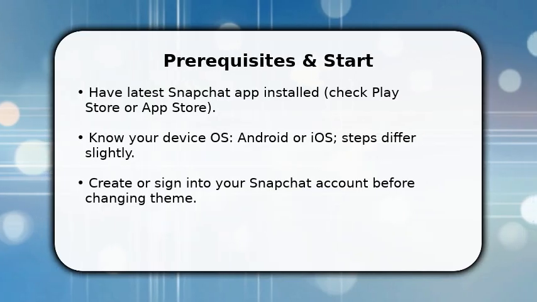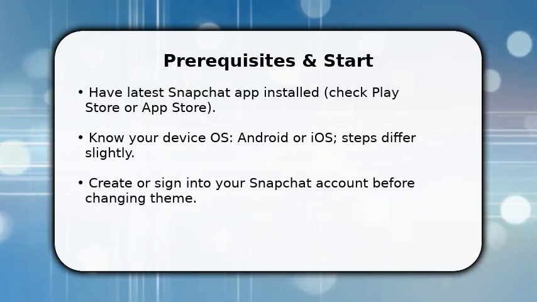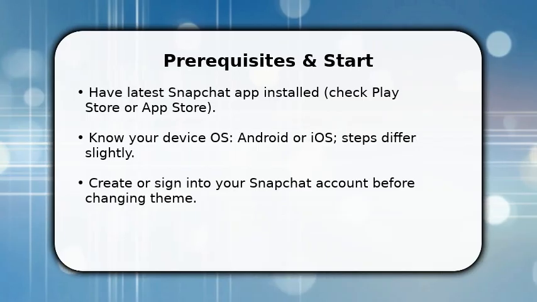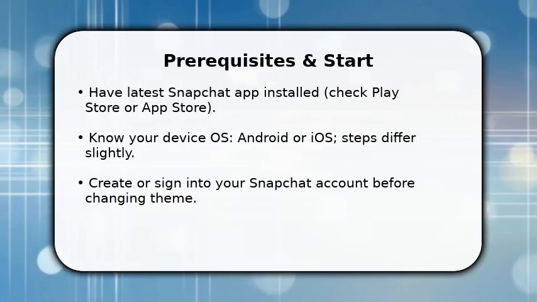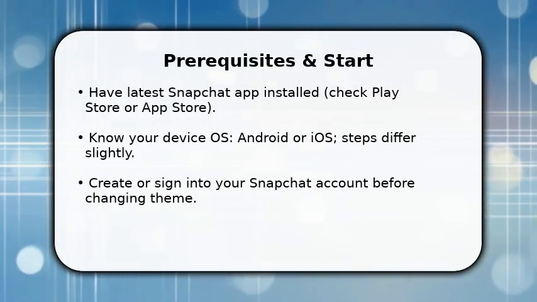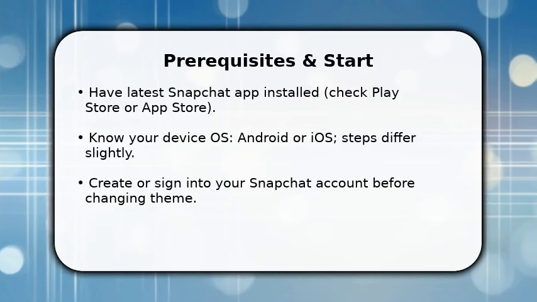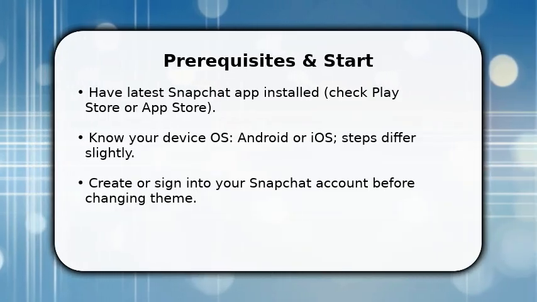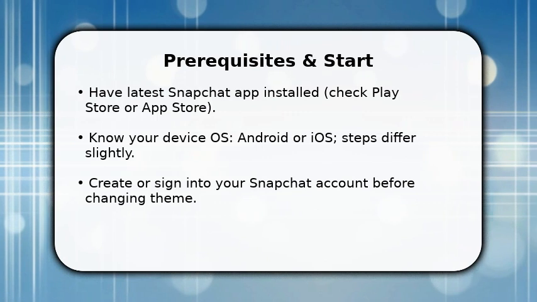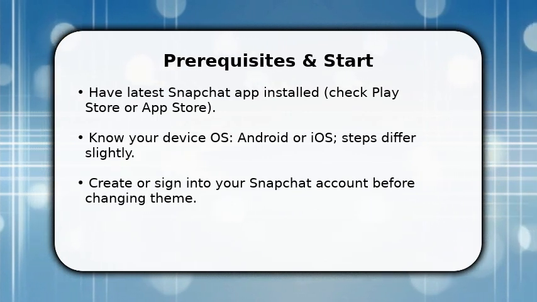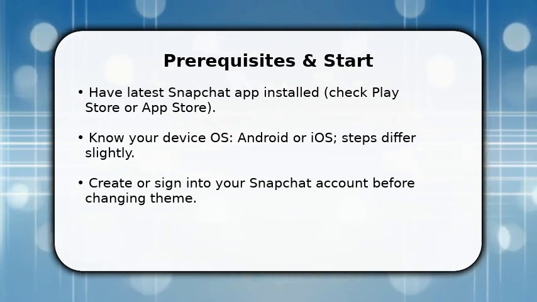Make sure the app is updated because older versions may lack theme controls. If you're on iOS, system settings can force dark mode. If Android, Snapchat's internal settings or system theme may apply. Start now by reaching your profile screen so you can access settings immediately and avoid extra navigation.